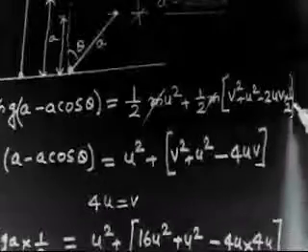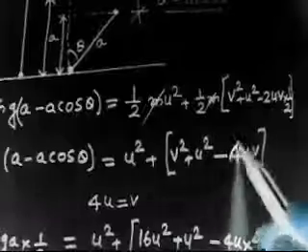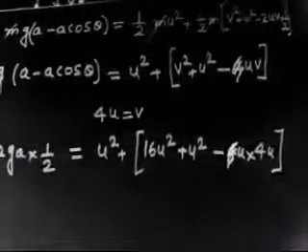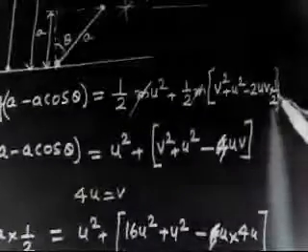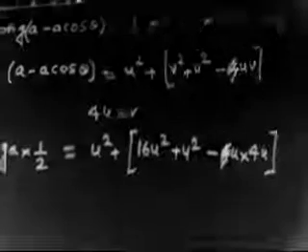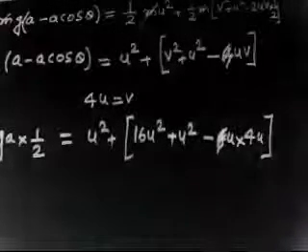Basically in this step, this 1 by 2 goes out. Are you getting or not? So this cos theta is 1 by 2, so the 1 by 2 cancels. So we will simply have u into v.